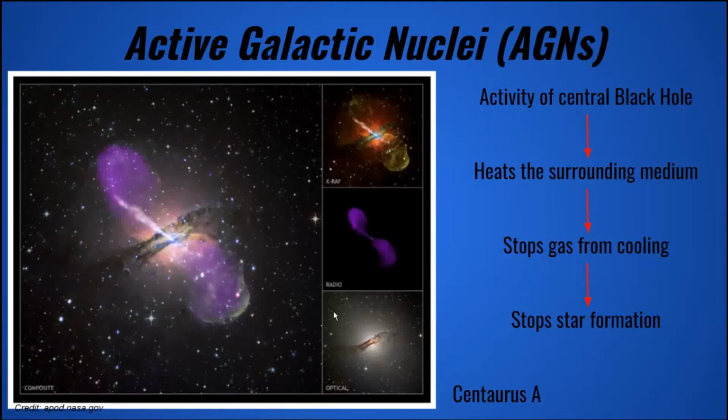So essentially what happens, this is the galaxy in the optical, this is the radio bubbles, and the X-ray is the gas around it, and this is a composition of the three. So what happens is that these bubbles literally push away the gas from inside the galaxy, and so there's no more gas for star formation.